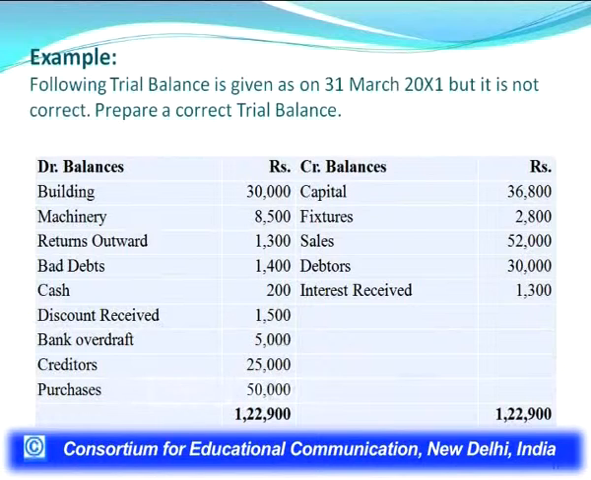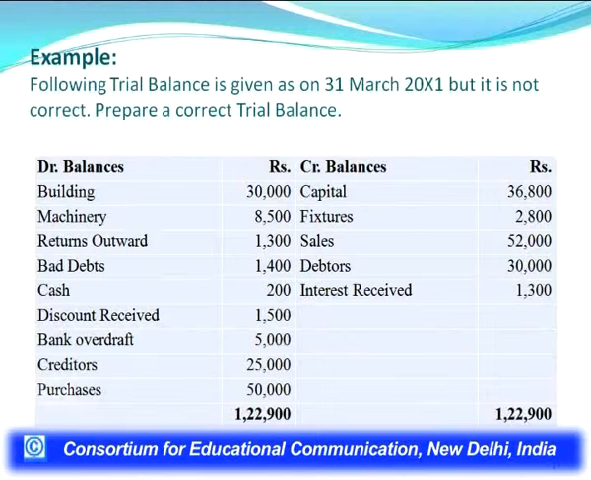Sales is income, it is fine. Debtors is an asset. So assets must have a debit balance. So the debtors account should not be shown on the credit side. It should be shown on the debit side. Interest received is income, it is credit, it is correct. Now, the items given on the debit side: building account 30,000, building is an asset; machinery, it's okay. Returns outward is basically the purchase return, the goods which we have returned to our suppliers. The purchase account has a debit balance while the purchase return account has a credit balance. So it should be shown on the credit side.